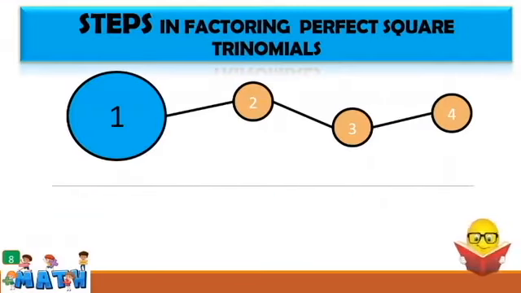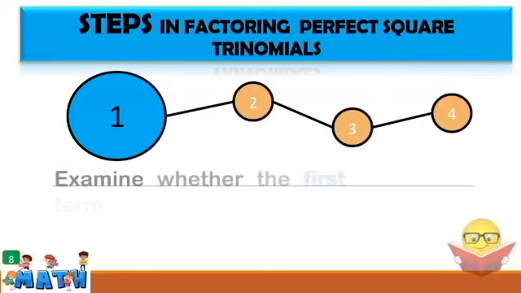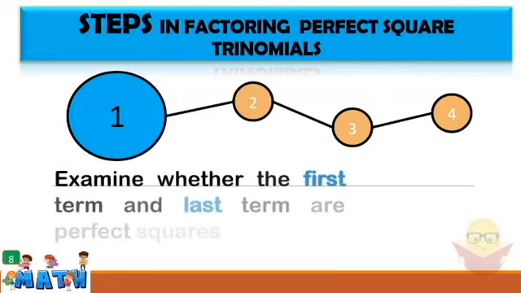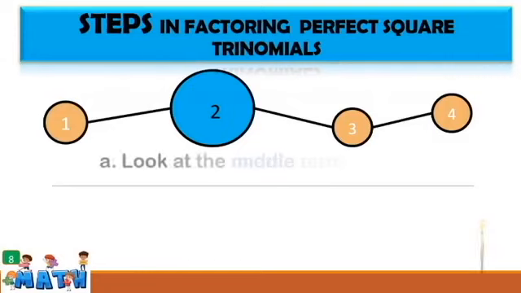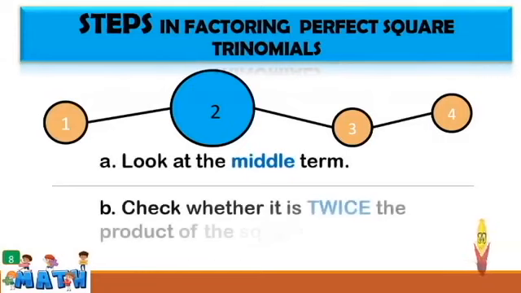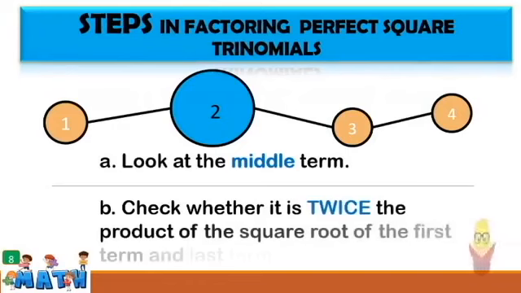How do we factor perfect square trinomials? Step number 1, examine whether the first term and last term are perfect squares. Step number 2, look at the middle term. Check whether it is twice the product of the square root of the first term and last term.